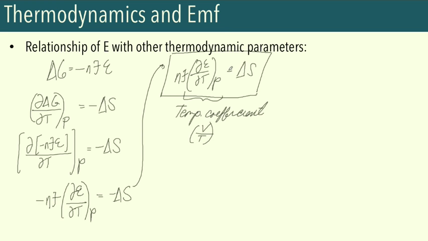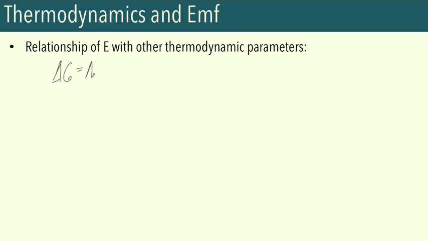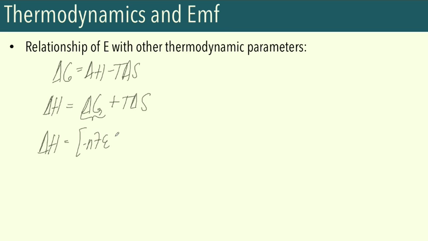All right, with this relationship of delta S and delta G, we could derive an expression for delta H using the relationships that we know already. We know that delta G is equal to delta H minus T delta S. Rearranging, this gives us delta H is equal to delta G plus T delta S. We already know the relationships of delta G and delta S with our potential, so we could just make the corresponding replacement. So delta H is equal to negative nFE plus temperature times the equation for delta S, which is just nF partial of E with respect to T at constant pressure.